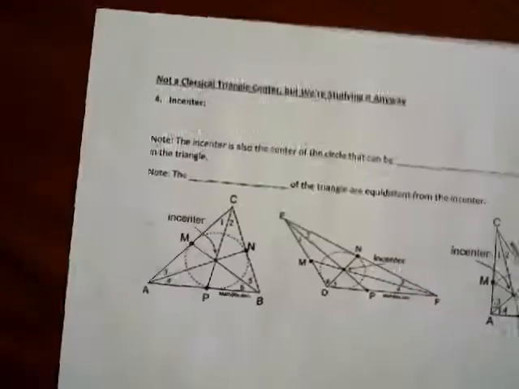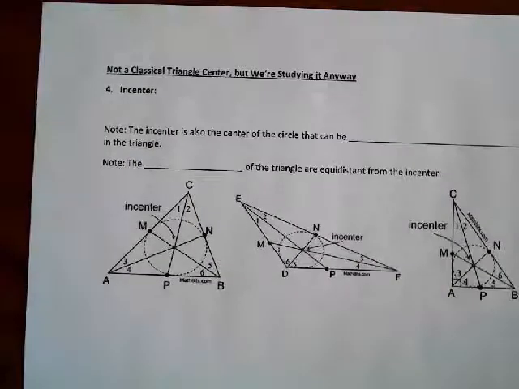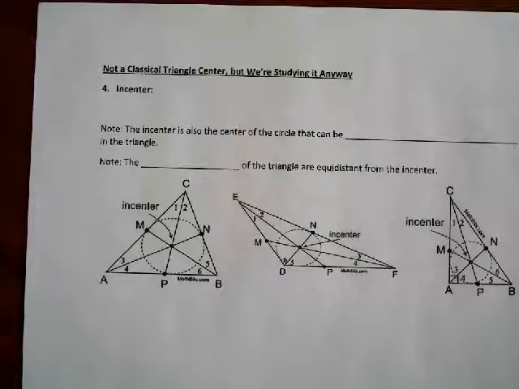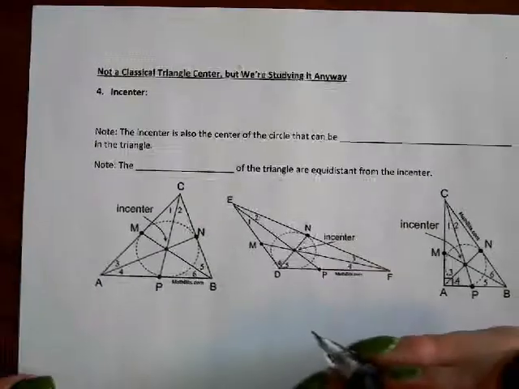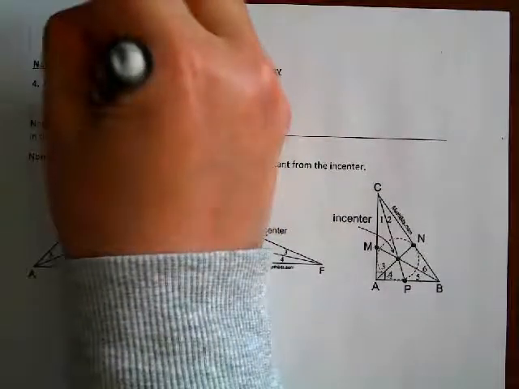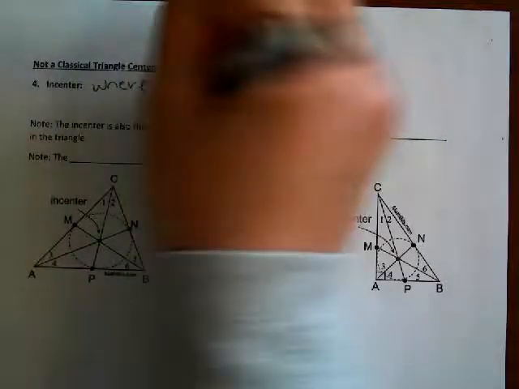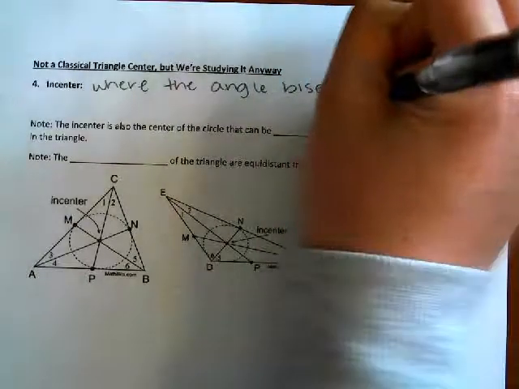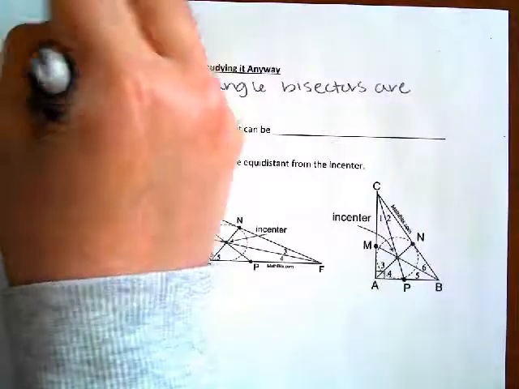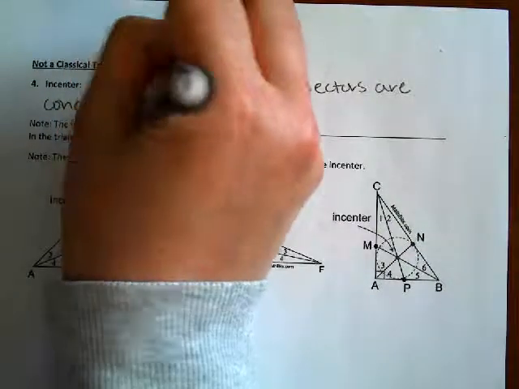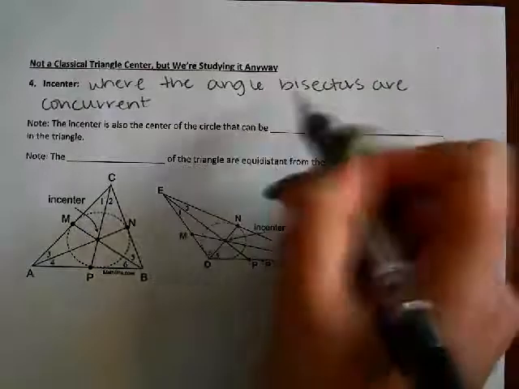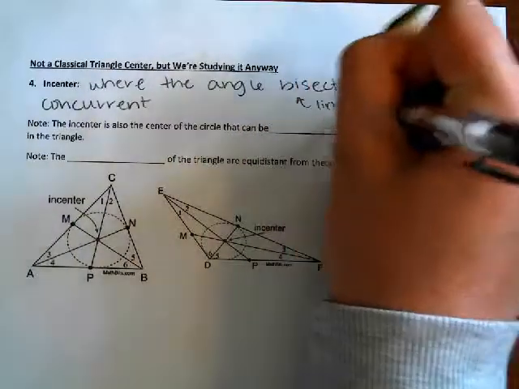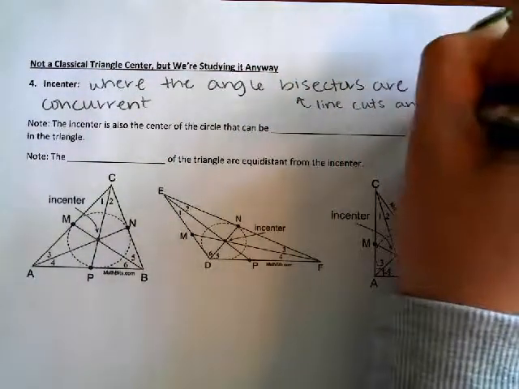This is not a classical triangle center, but we're going to study it anyway, called the incenter. So the fourth center of a triangle that we're going to study is the incenter. This is where the angle bisectors are concurrent. And as you can imagine, an angle bisector is the line that cuts an angle in half. All right, so this is the line that cuts an angle in half.